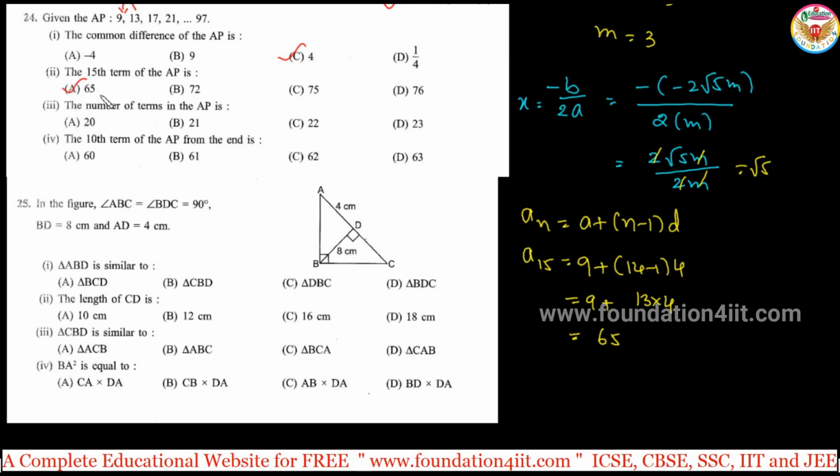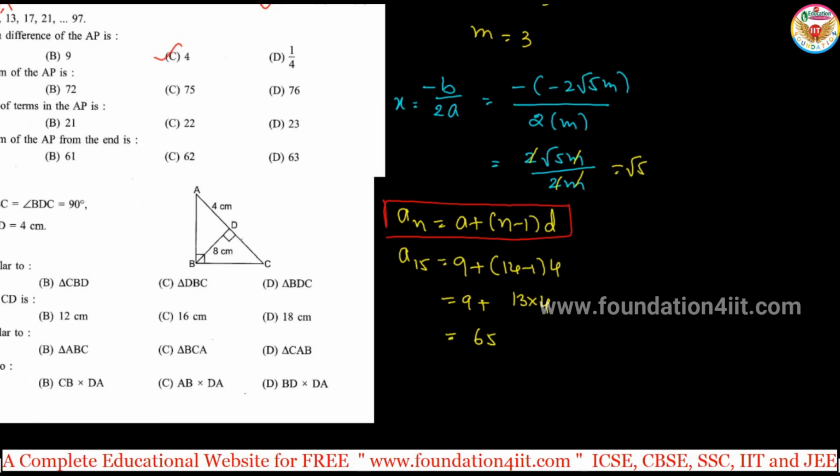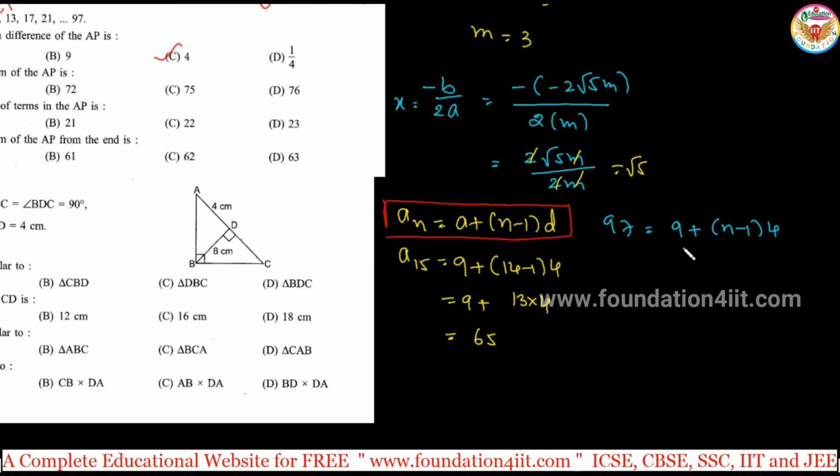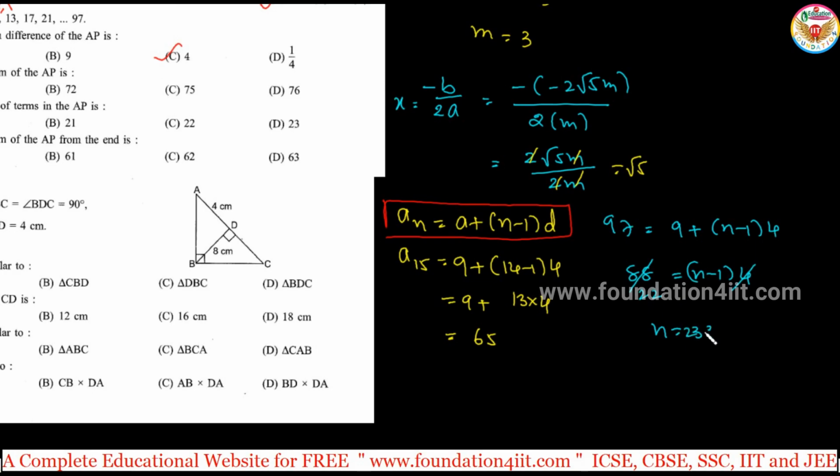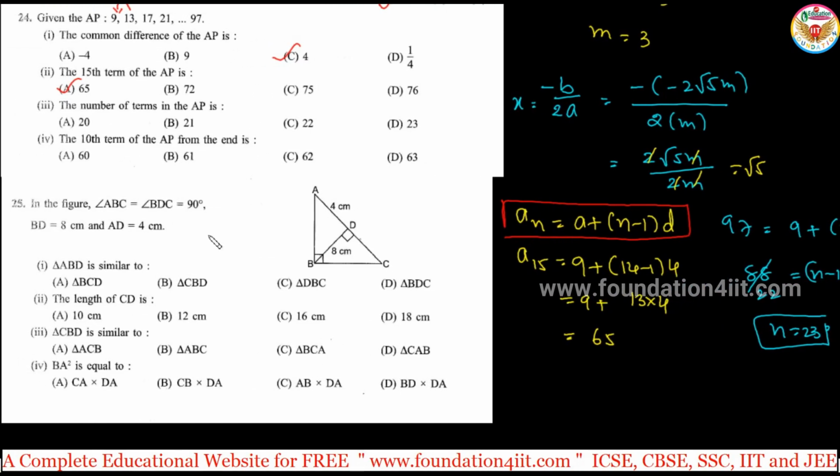So just the particular term has to be found. Next, the number of terms in the AP: the number of terms, n, is the value you have to find out. So the same formula, using this to find the n value. So an, the last term is 97, is equal to a plus n minus 1 into d, and the difference is 4. We'll apply this. 9 taken to the left side gives 88, is equal to n minus 1 into 4. 4 times 22 is 88. Then n is equal to 22 plus 1, 23. So the number of terms is 23.